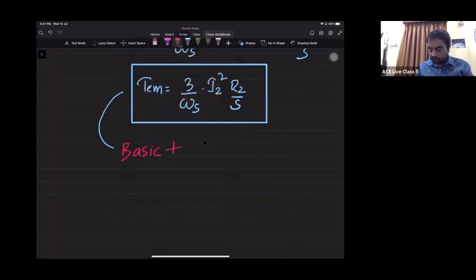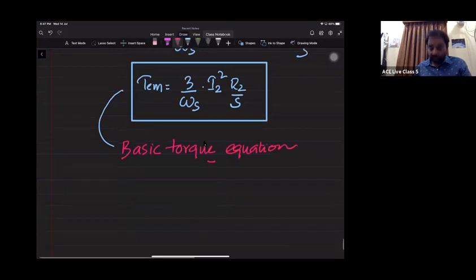Basic torque equation, right? I hope this is clear. Confirm me all of you. Right. Still I can simplify that.